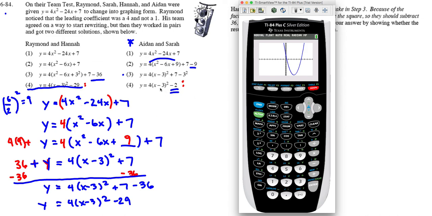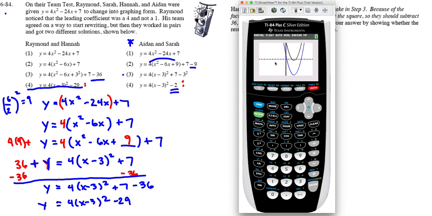Now if I want to see that this one's not, let's go into y equals. Let's go down to the third function here, and let's type in what they got as an answer. 4 times the quantity of x minus 3. We're going to square it, and then we're going to subtract 2. Obviously this is going to be different than this. Let's take a look and see. And there it is. So if it's equivalent, it's going to have the same graph. In this case, what they got as an answer does not have the same graph.